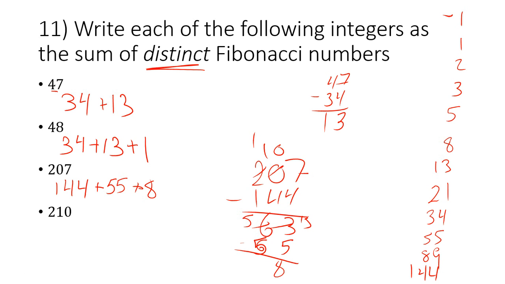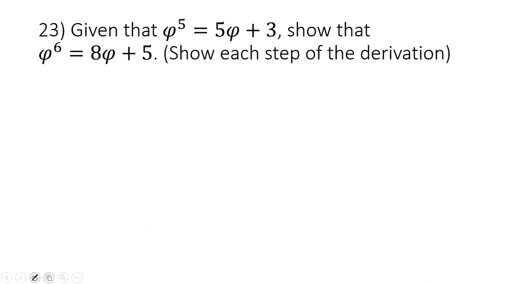Now the last one, the difference between 207 and 210 is 3. And since 3 is a Fibonacci number, we can add 3 into it. 144 plus 55 plus 8 plus 3. Ta-da! And we did it. Right. So that would be finding the sum of Fibonacci numbers. So what you'd want to do is take the Fibonacci number that's right below that number, and then see the next one, and so on and so forth, and repeat that until you end up getting a Fibonacci number.